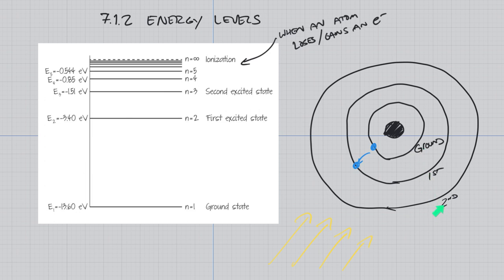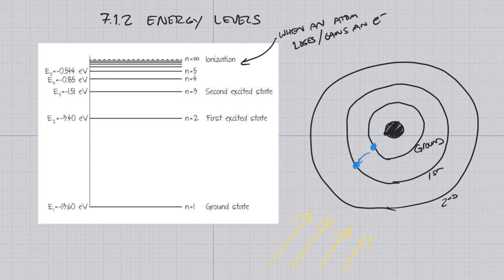We're just going to focus on these: ground, first, and second. And so some photon comes and causes it to jump. Now, the concept of discrete is that this electron can only be at the ground, the first, or the second. It cannot be anywhere in the middle. So it can't be anywhere here. It can't be anywhere there. It can only be on these very specific locations. So that's why we consider it as discrete.